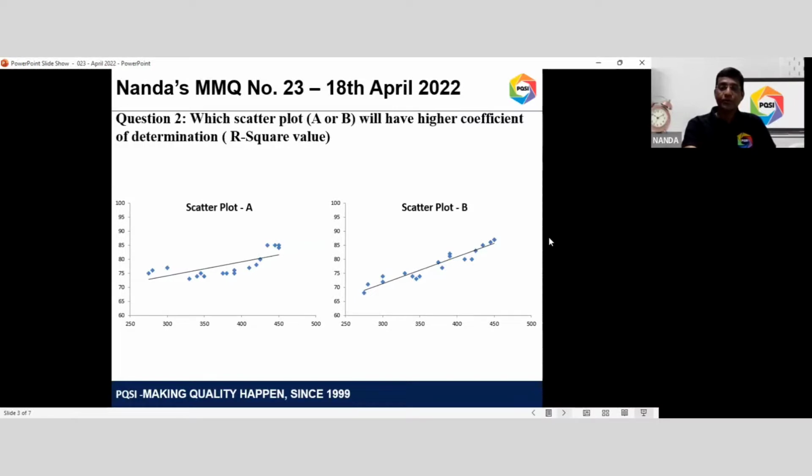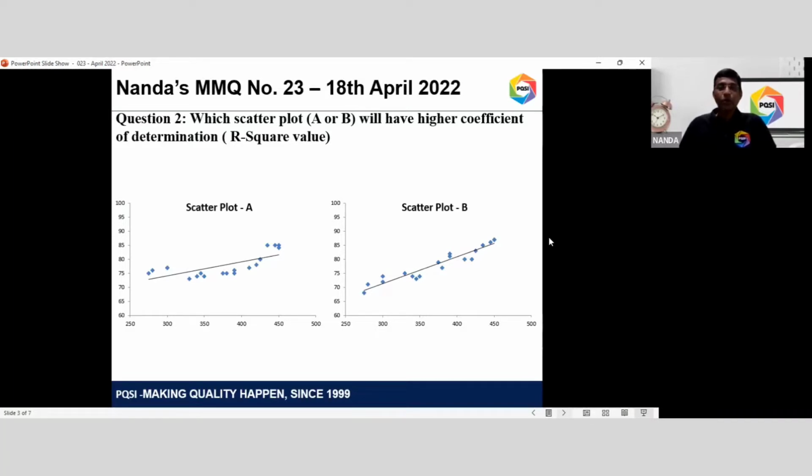Question number two. Same scatter plot example, scatter plot A and scatter plot B. Which scatter plot will have a higher coefficient of determination, which is popularly called the R-square value? So again, look at these two scatter plots and tell us, of these two, scatter plot A or scatter plot B, which one will have a higher R-square value?